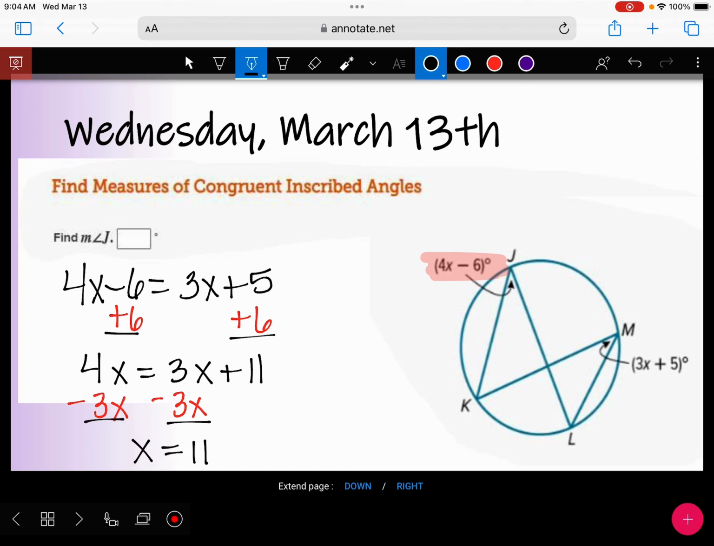So who got x equals 11? All right, so now let's go ahead and substitute that in. The measure of angle J equals 4 times 11 minus 6. So pick up your calculators and see what you get.